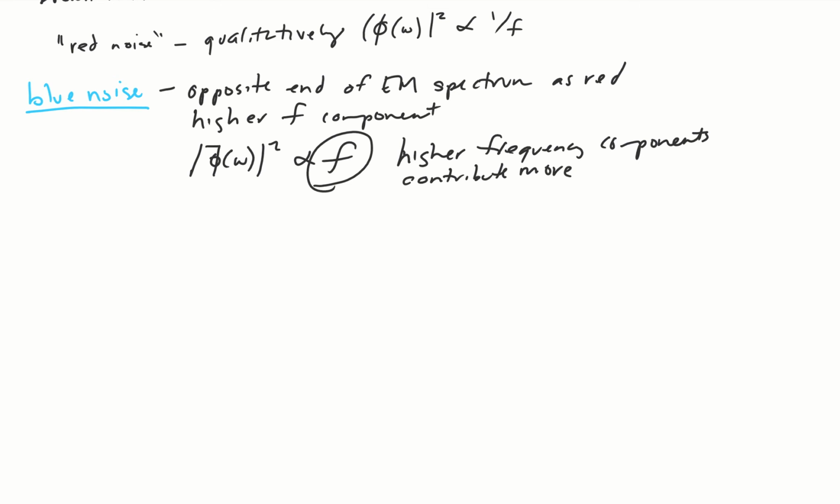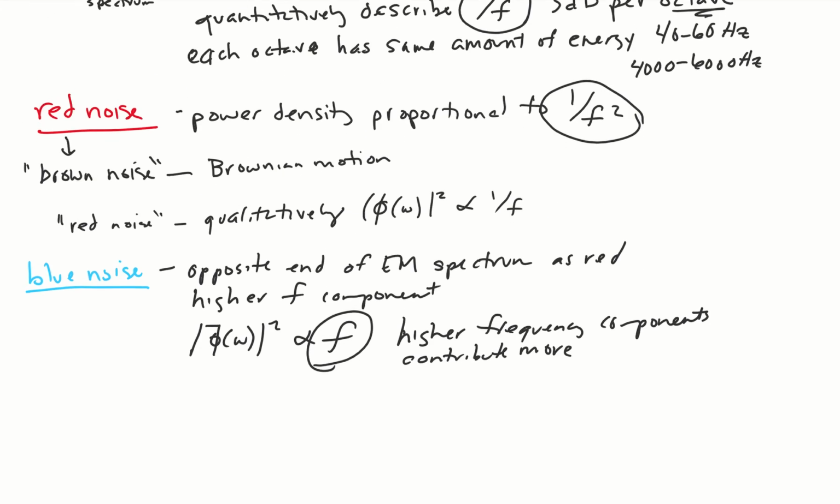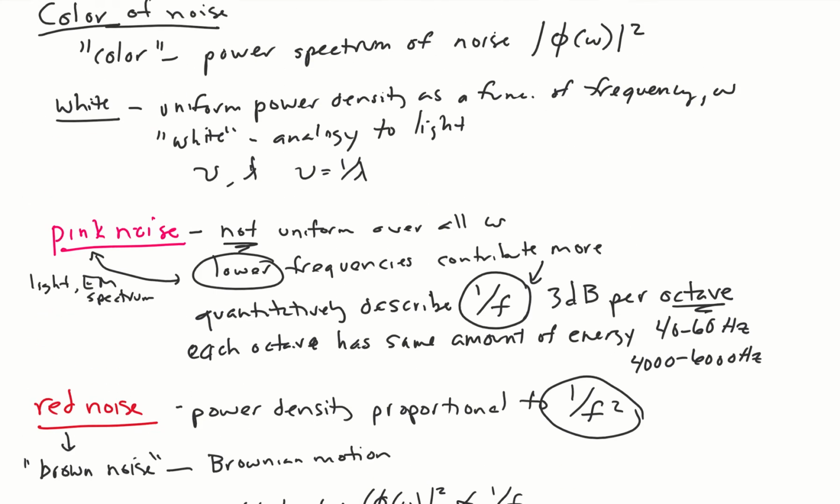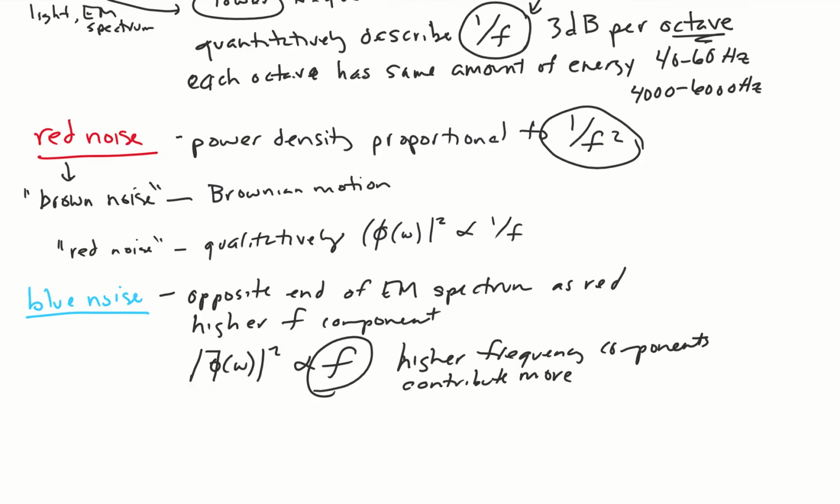So again, qualitatively, you can describe red or blue noise based on if it's lower frequency or higher frequency components contributing more. But quantitatively, in our course here, we'll talk about blue being proportional to F, red being proportional to 1 over F squared, pink being 1 over F, and white being uniform for all frequencies.